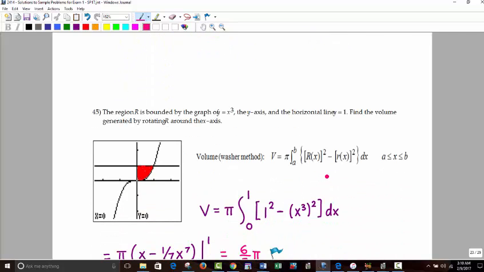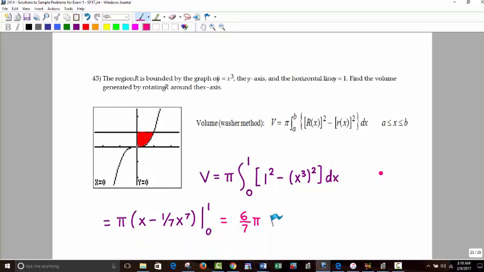Let's see what we have here. This curve, which I can put in the calculator, x cubed, with the horizontal line y equals 1. We're going around the x-axis. Very similar to the problem two problems ago. Almost seems a bit redundant here, but that's okay.